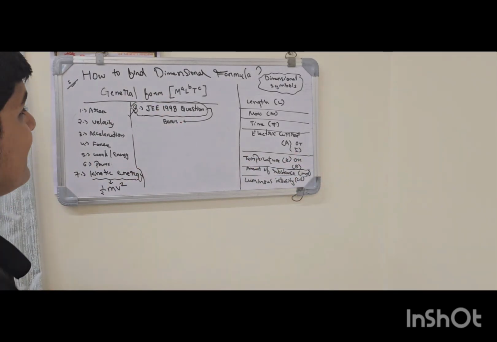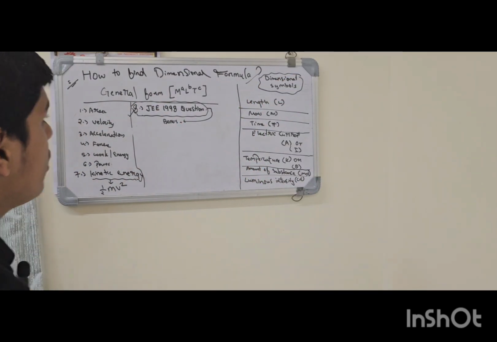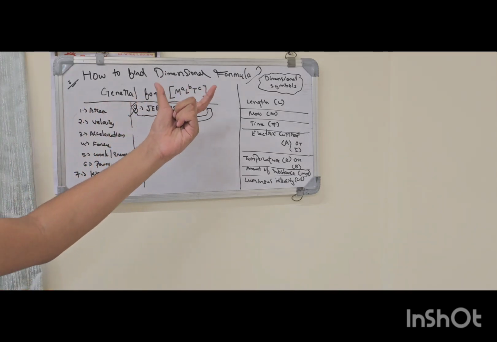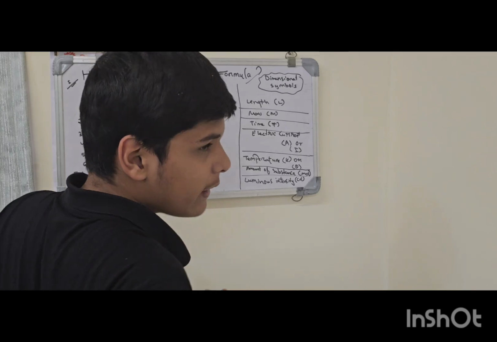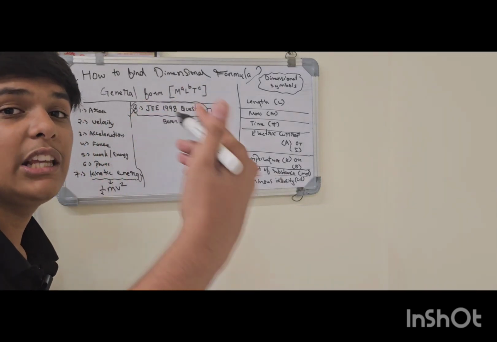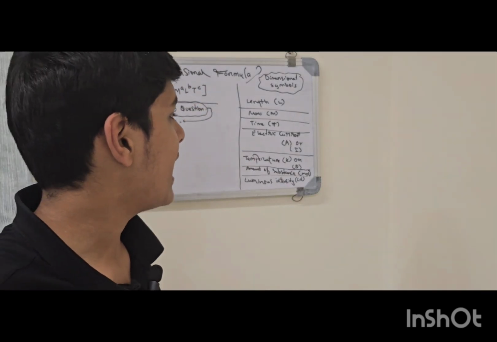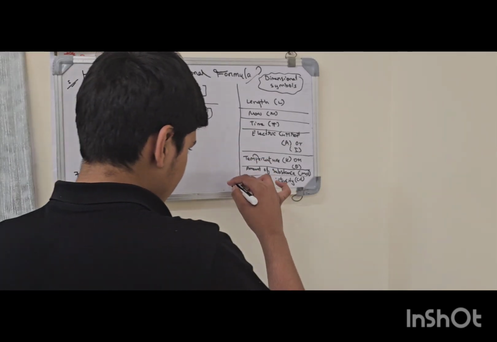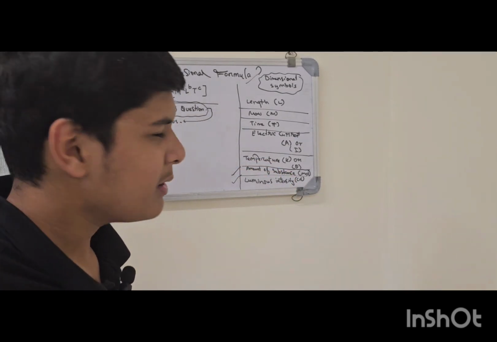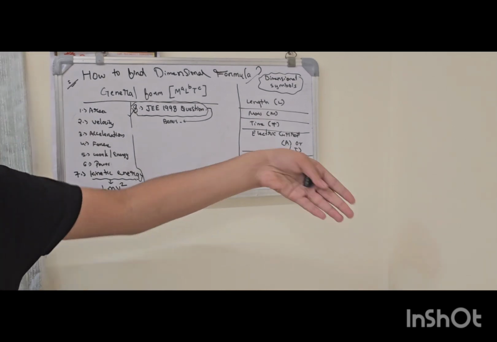First of all, you have to know the dimensional symbols, because the general form of the dimensional formula is this. Now we have learned 7 fundamental units: length, mass, time, current, temperature, amount of substance, and luminous intensity. These last two are not much in your syllabus, not many questions come from them, but you can remember them.